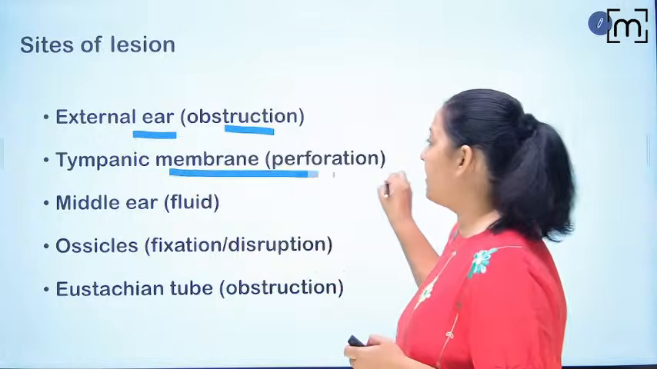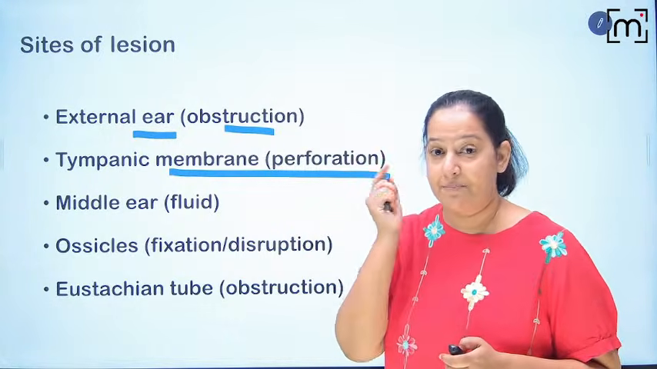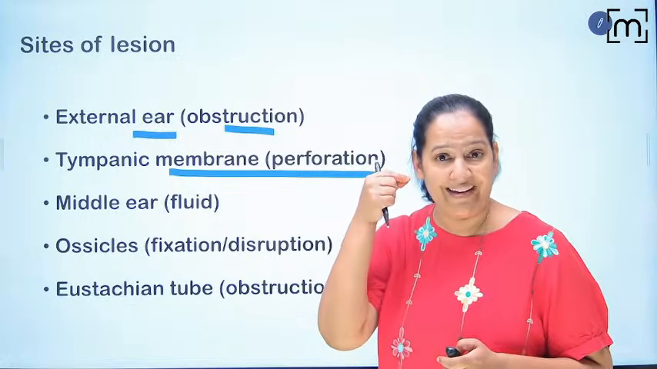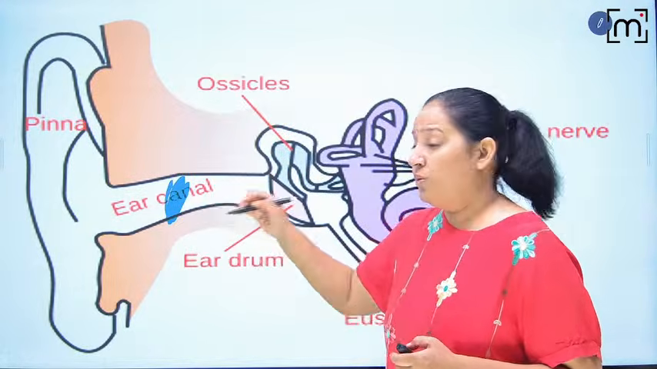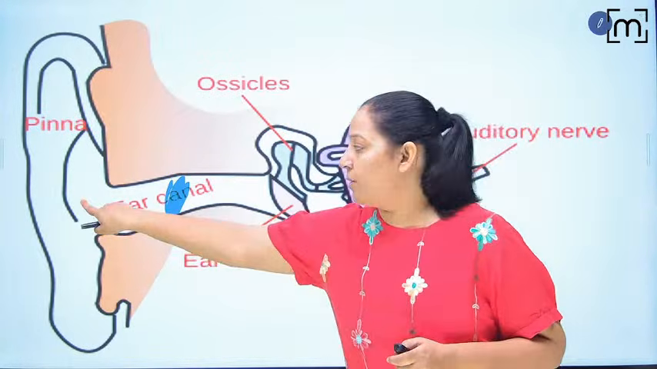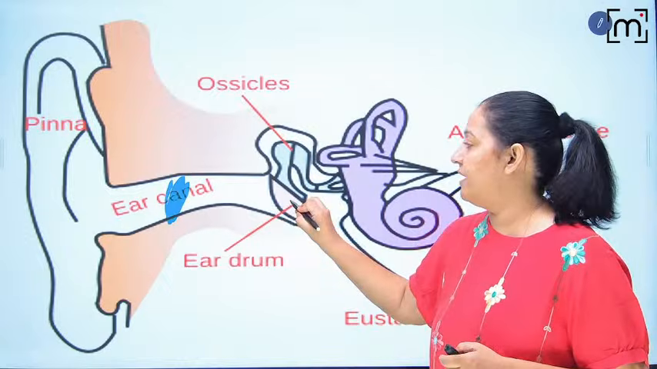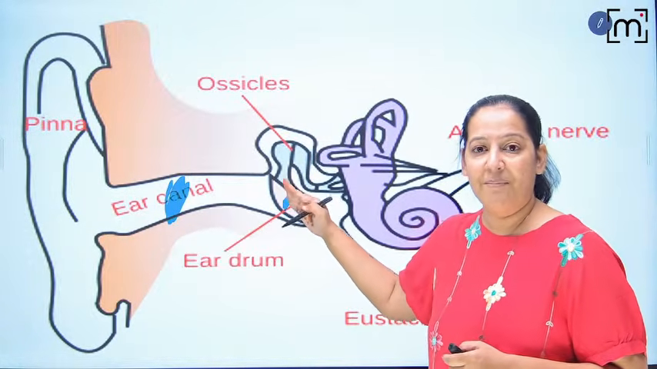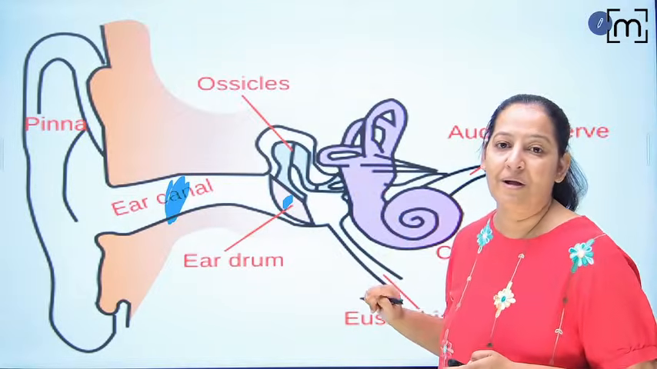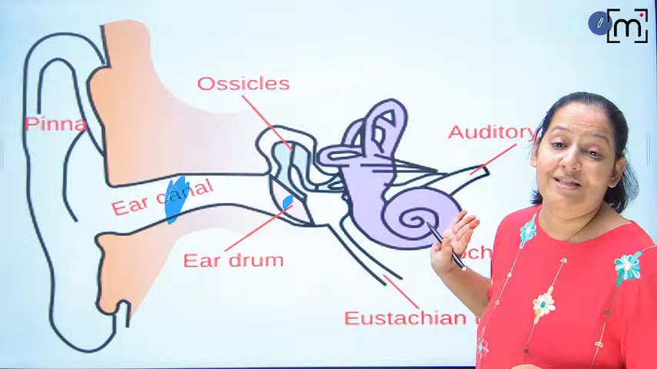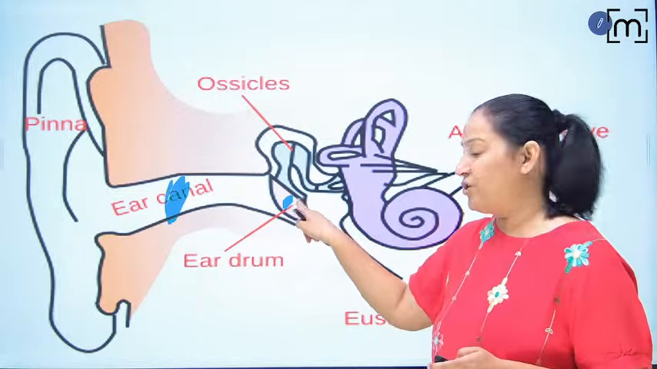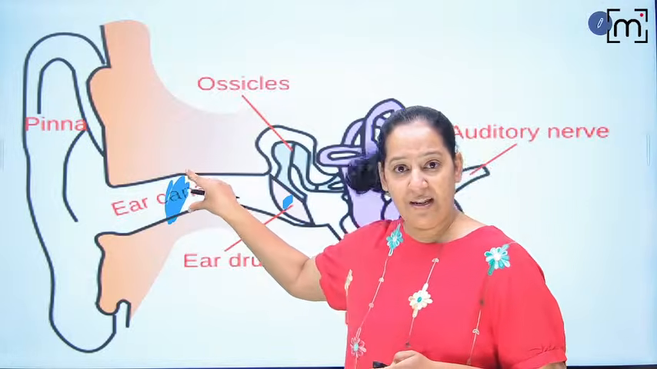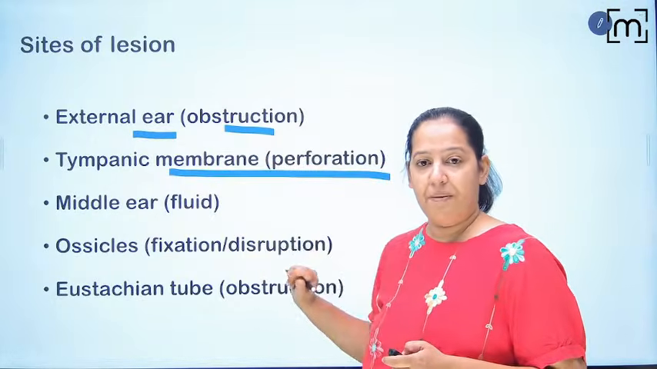Then tympanic membrane perforation, sometimes from using buds. Buds should never be used for cleaning the ears, though many people use them. You don't know how deep it is going. If you put in a bud, it can perforate the tympanic membrane, and I will show you a video. If the tympanic membrane is perforated, how will it vibrate? So vibration of the ossicles will stop, and the sound energy will not be transmitted ahead.